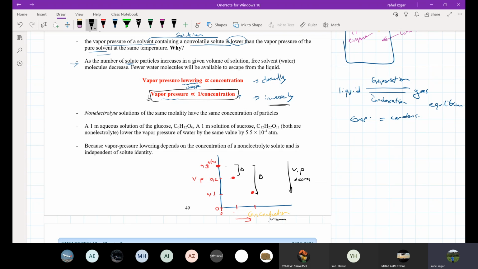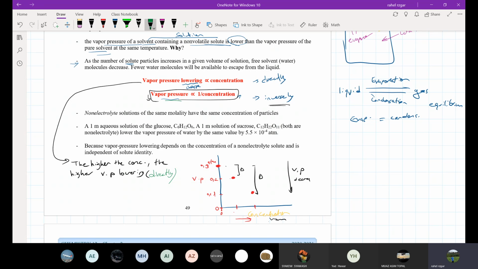How can we say the more concentration, the more vapor pressure lowering? The higher the concentration, the higher the vapor pressure lowering. That's why they are directly proportional. But vapor pressure is inversely proportional because it's a number and it's decreasing.